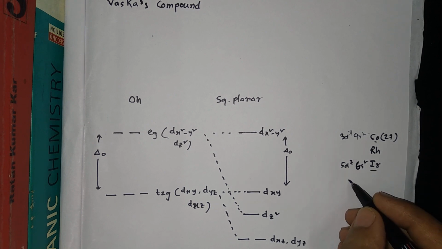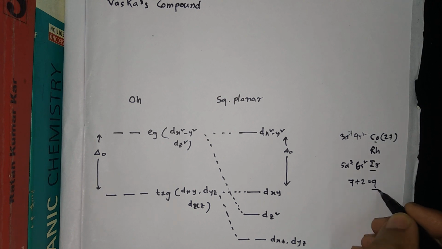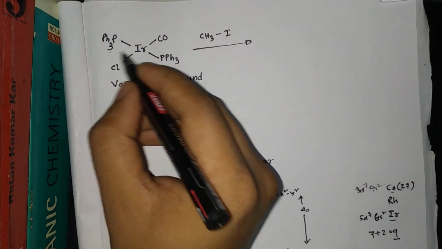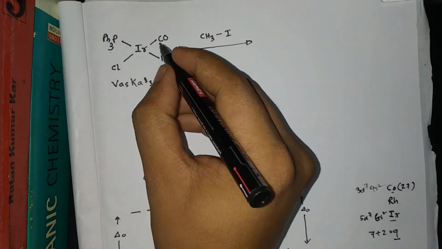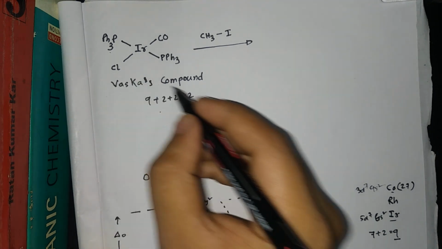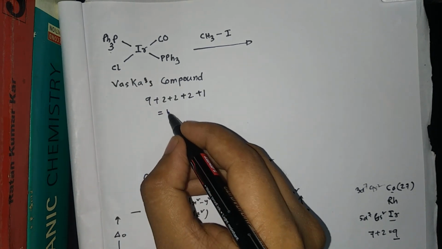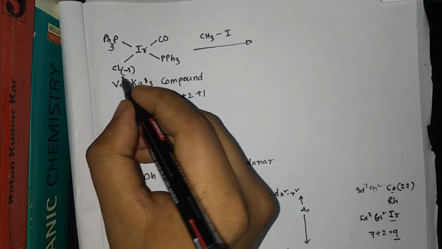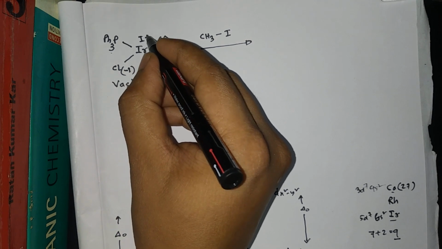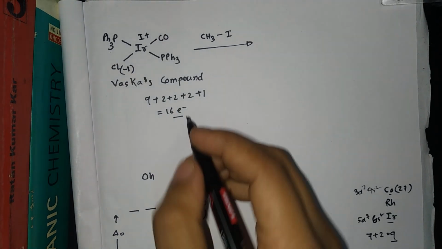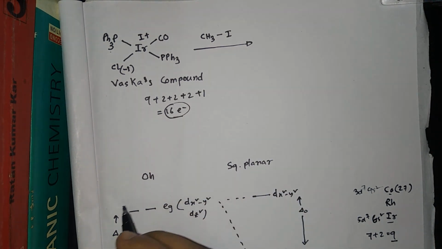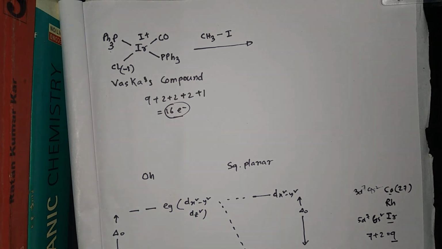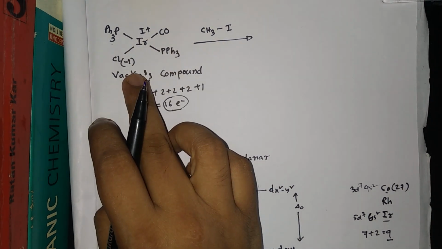So 6s2 will be the electronic configuration. What is the total electron count? 7 plus 2 equal to 9. This 9 will be the metal electrons, and these two PPh3 will give 2 plus 2 electrons, and CO will give 2 electrons, and this Cl will give 1 electron. Therefore it is a 16 electron system. Cl has a negative charge, and therefore the metal has a positive charge. This is a 16 electron system, so it is not so stable, and hence it is very good in oxidative addition reactions. What is the structure of this complex? It is square planar.